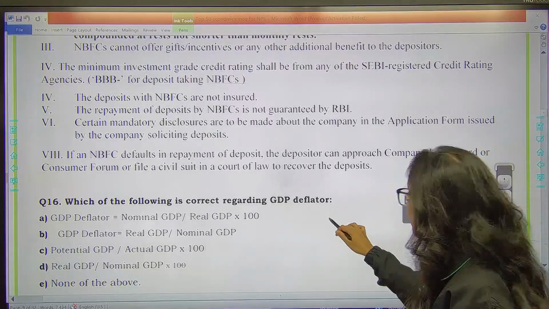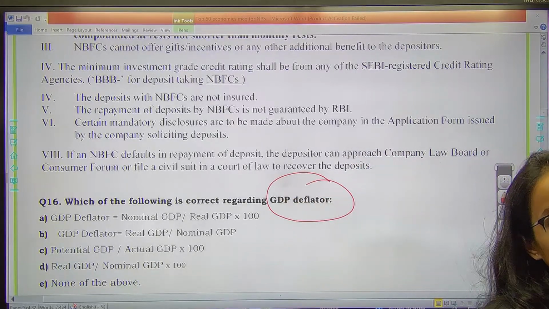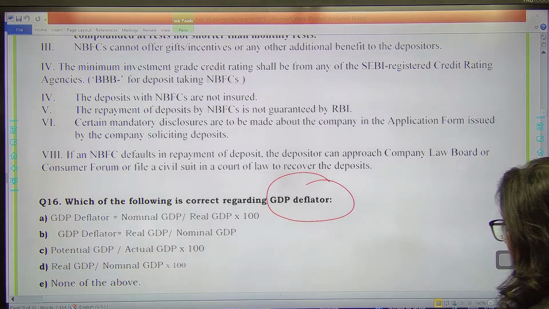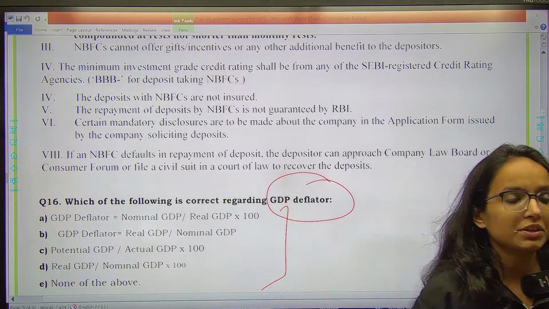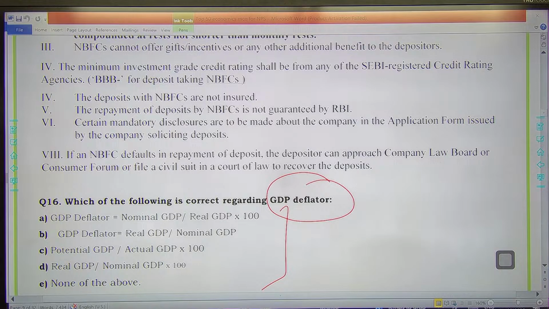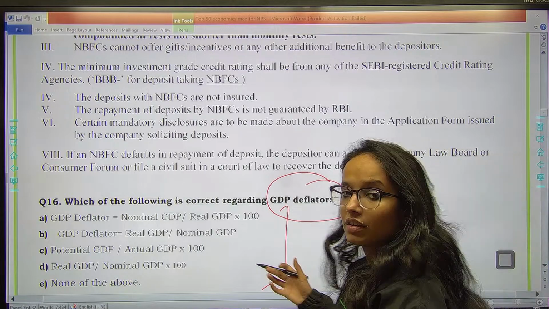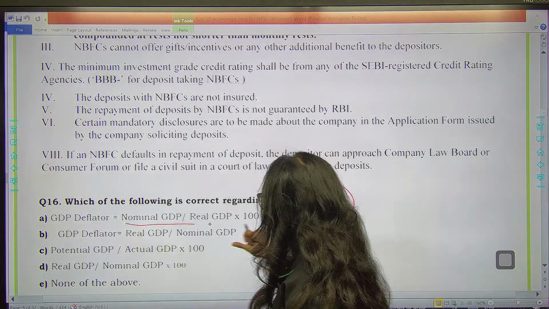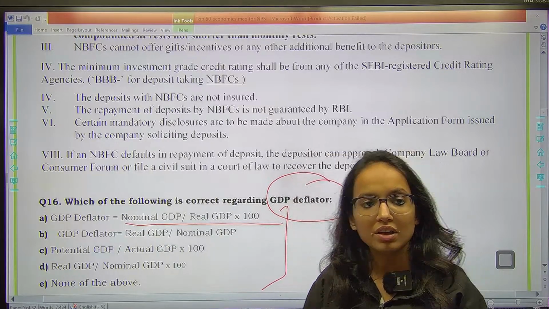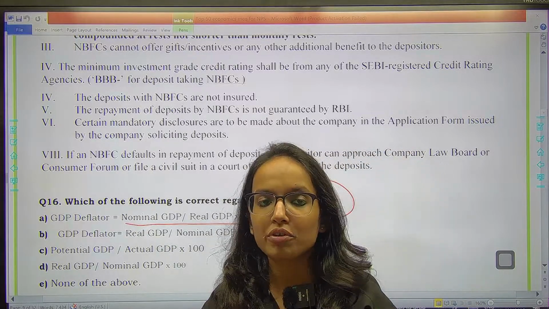Which of the following is correct regarding GDP deflator? GDP deflator का formula you must remember, very basic concept. Which is the correct formula of GDP deflator? Yes, quickly, very good. Nominal upon real GDP into 100. Okay, GDP deflator का formula is nominal upon real GDP into 100.